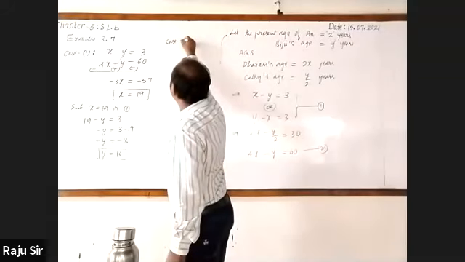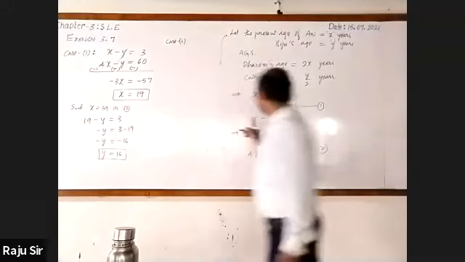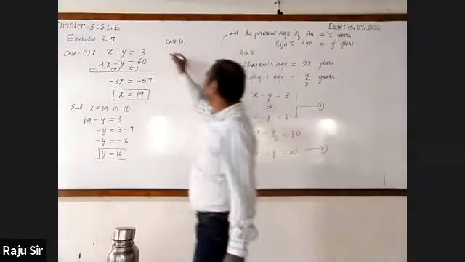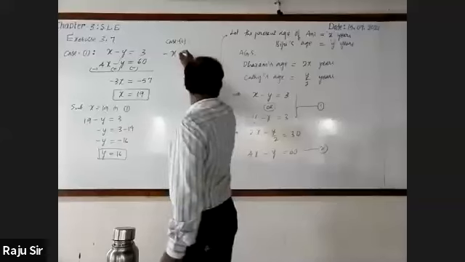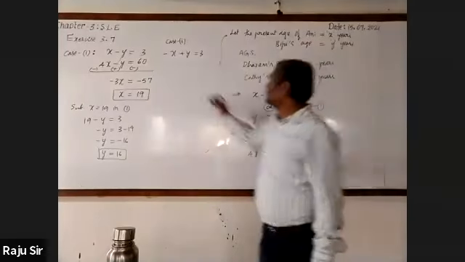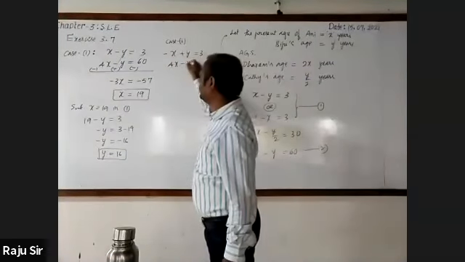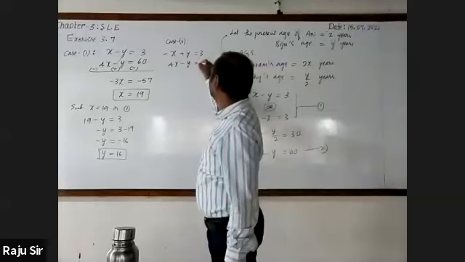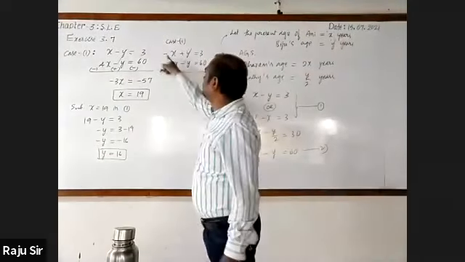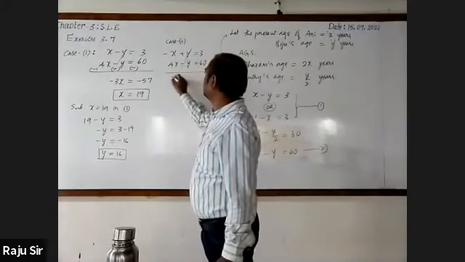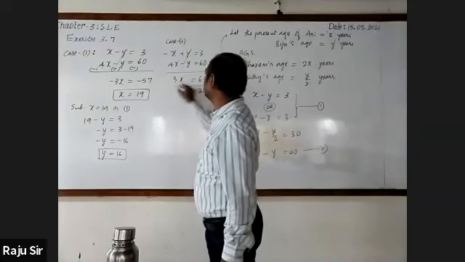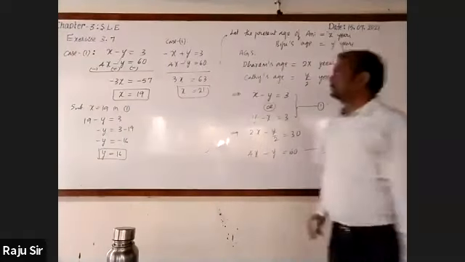Now let me go for taking the second case. Case 2. In this, take Y minus X equal to 3 as the first equation. Right. Minus X plus Y is equal to 3, and the second equation is 4x minus Y is equal to 60. Plus Y minus Y get cancelled. Minus X plus 4x is 3x. It's equal to 63. X equal to 21.